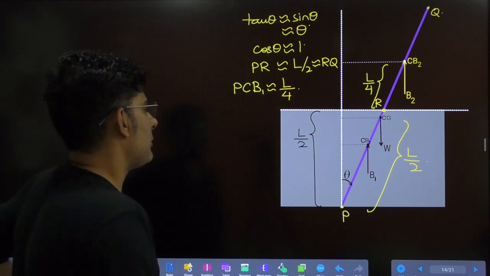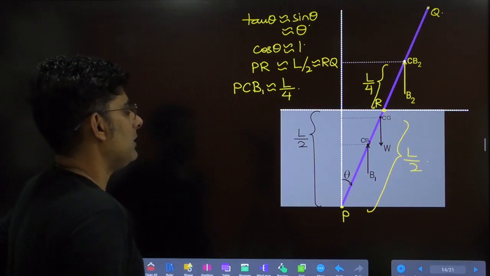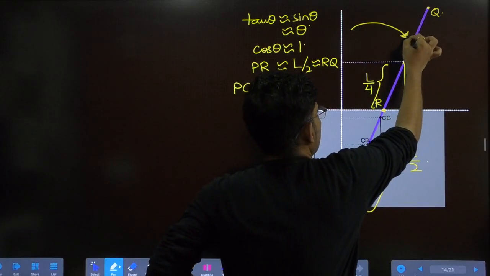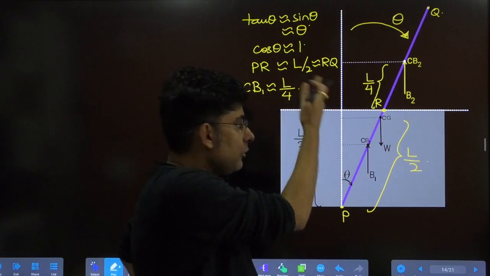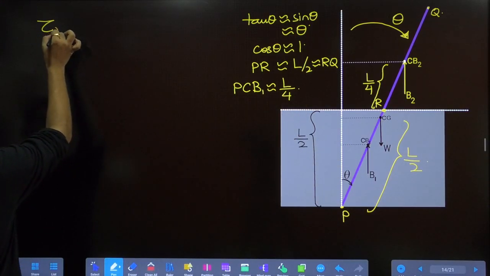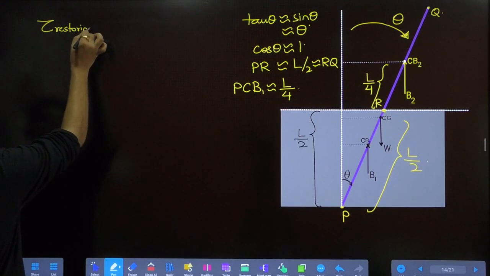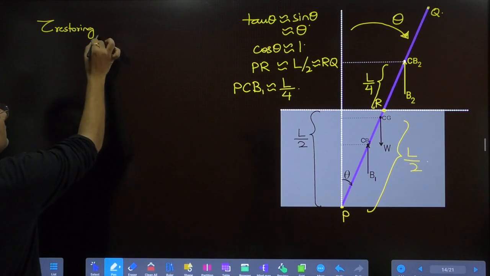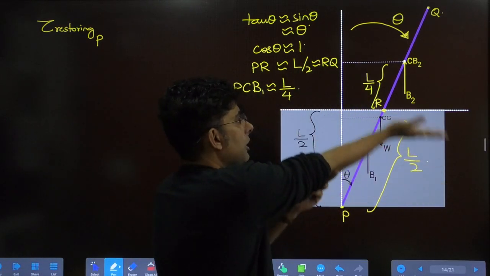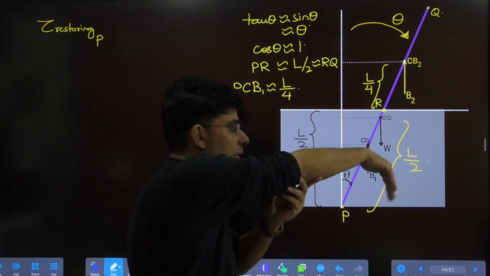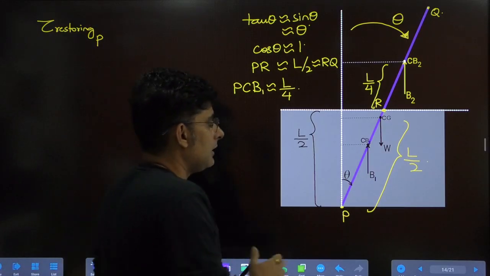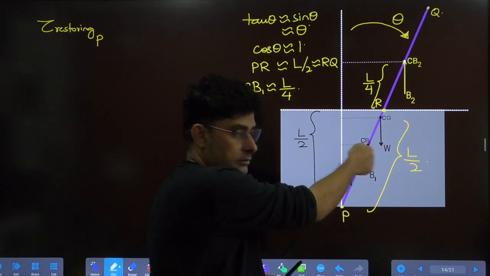So when we have such approximations for small angle, now if you see, the moment we turn it clockwise by theta and release it, the restoring torque will be anti-clockwise. So if I write the restoring torque about the point P, I can see that B1 and B2, their torque will try to restore it, whereas the torque due to W will try to bring it back. So now we have to multiply the forces with the perpendicular distances.